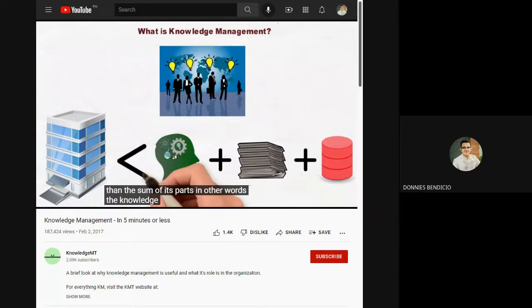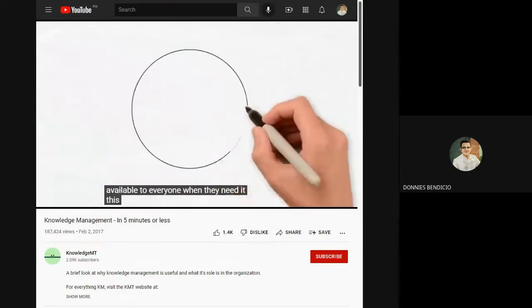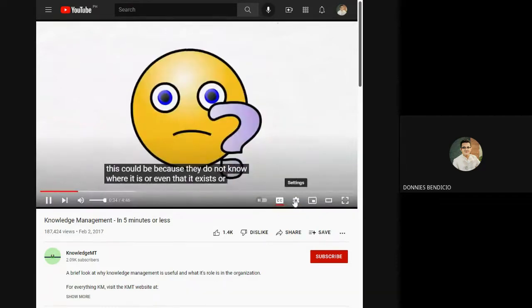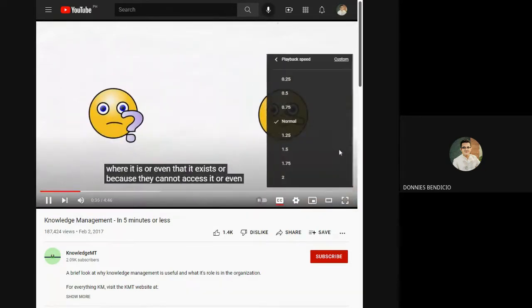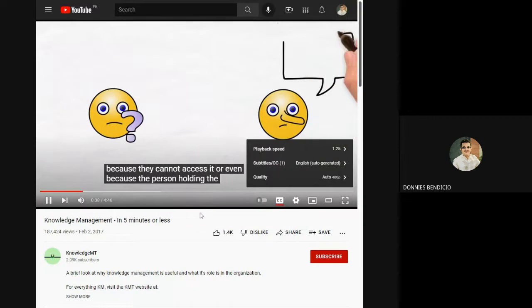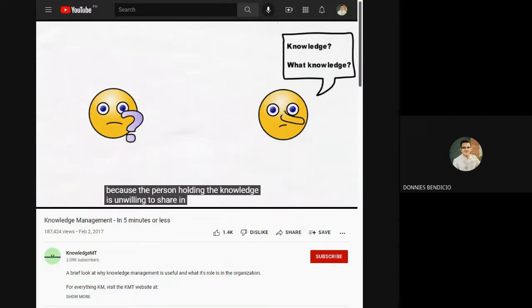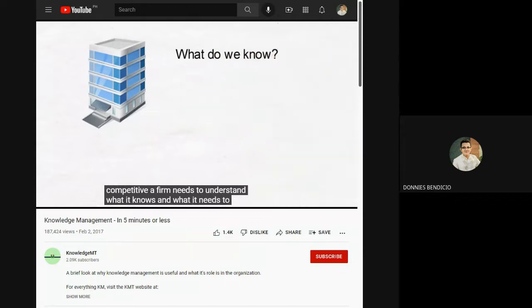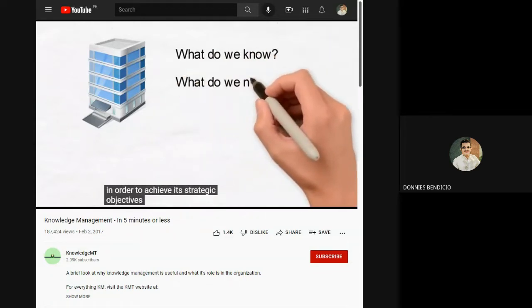In other words, the knowledge that it possesses is not available to everyone when they need it. This could be because they do not know where it is, or even that it exists, or because they cannot access it, or even because the person holding the knowledge is unwilling to share. In order to be competitive, a firm needs to understand what it knows and what it needs to know in order to achieve its strategic objectives.